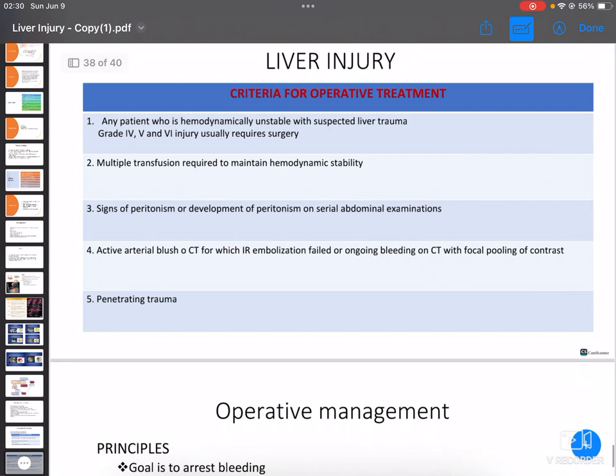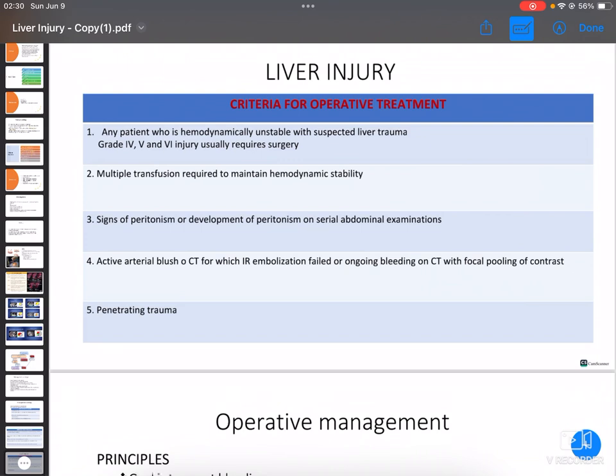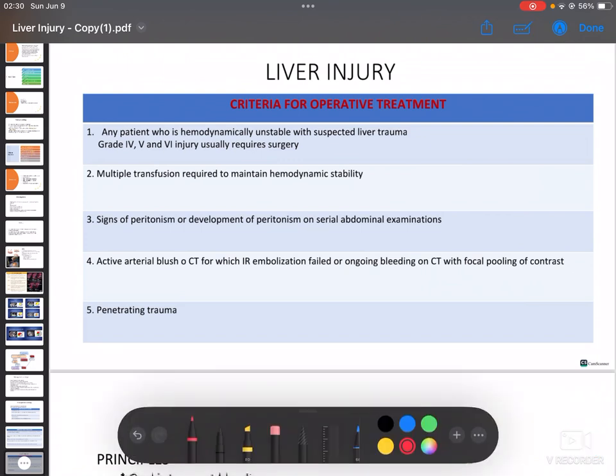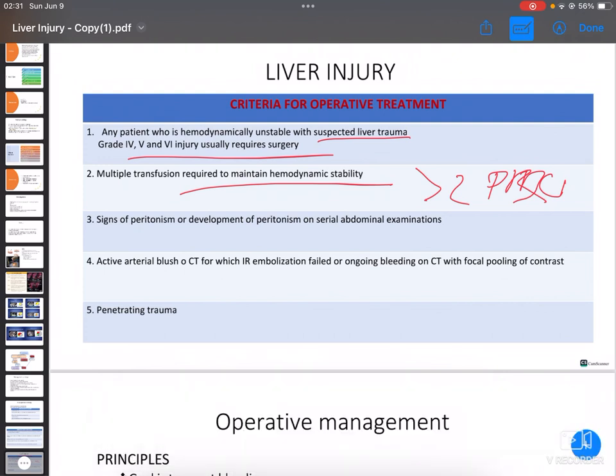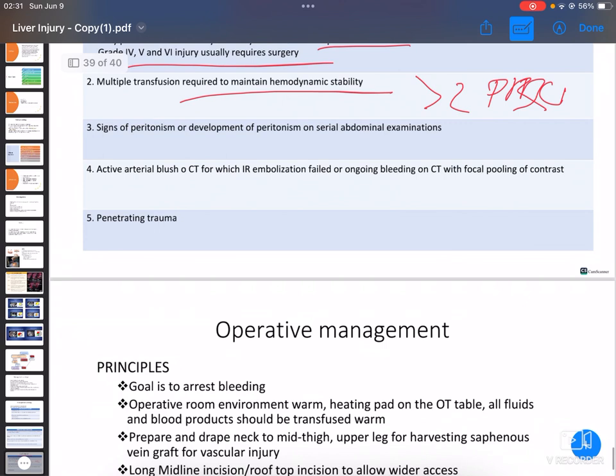Liver injury criteria for operative treatment: any patient who is hemodynamically unstable with suspected liver trauma. Grade 4, 5, 6 injury usually requires surgery. So up to grade 3 it is conservative, and above 3 up to 6 it is operative. Multiple transfusions required to maintain hemodynamic stability, so more than 2 units PRBC. Active arterial blush on CT for which embolization failed. For ongoing bleeding, CT scan with focal pooling of the contrast.